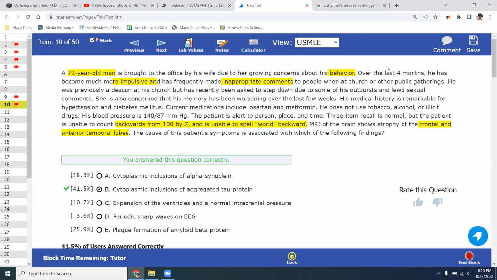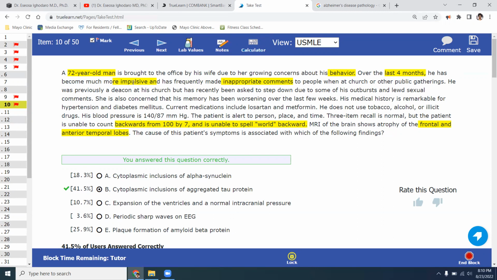It goes on to talk about over the last 4 months, he has been extremely impulsive and has been frequently making inappropriate comments to people when at church and other public gatherings. So last 4 months means that this is not an acute problem, nor is it subacute. This is a chronic concern. In addition, they talk about impulsivity and making inappropriate comments.